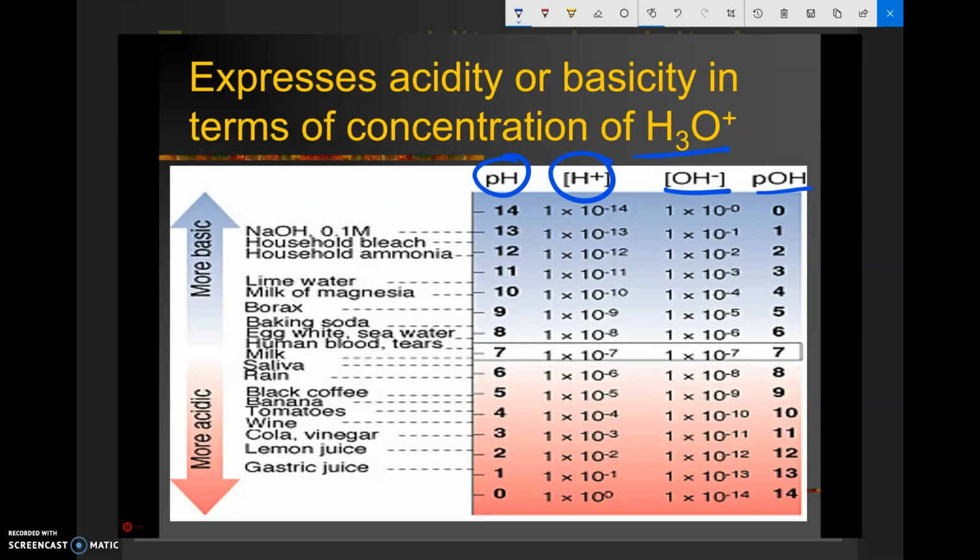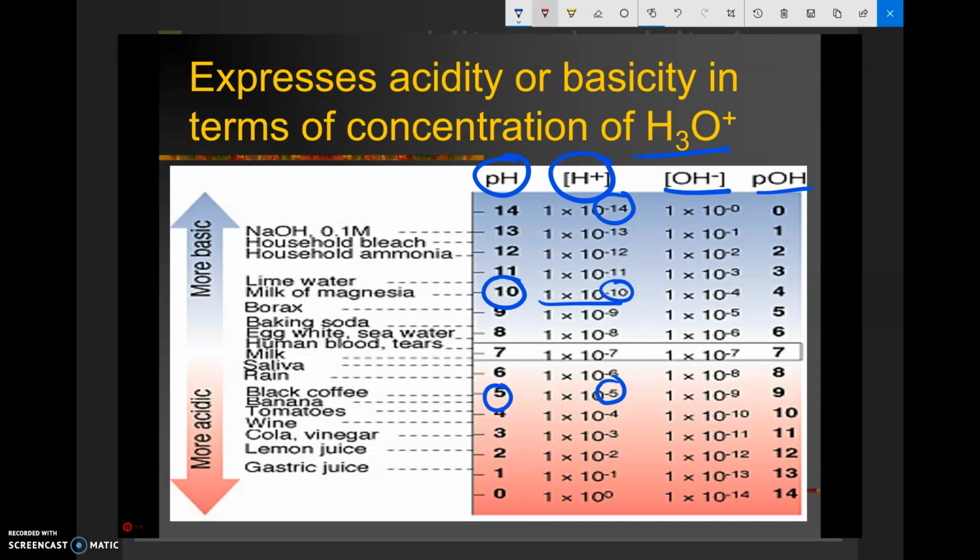But notice what's happening. If we have a pH of 14, our hydrogen ion concentration is 1 times 10 to the negative 14th. So the pH is just the exponent, but it's positive. And if you notice, this happens all the way down. So a pH of 10 has a concentration of 10 to the negative 10th. A pH of 5 has a hydrogen ion concentration of 1 times 10 to the negative 5th.